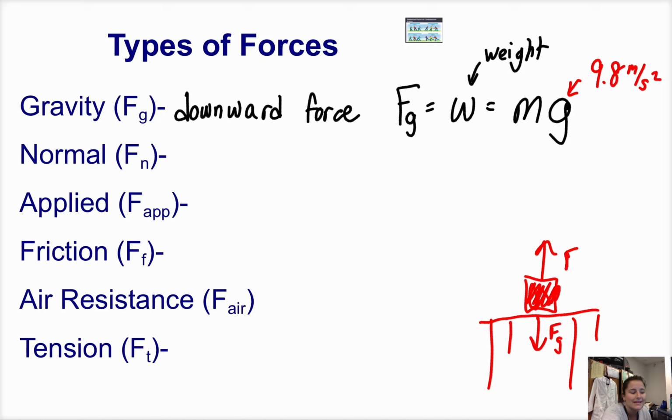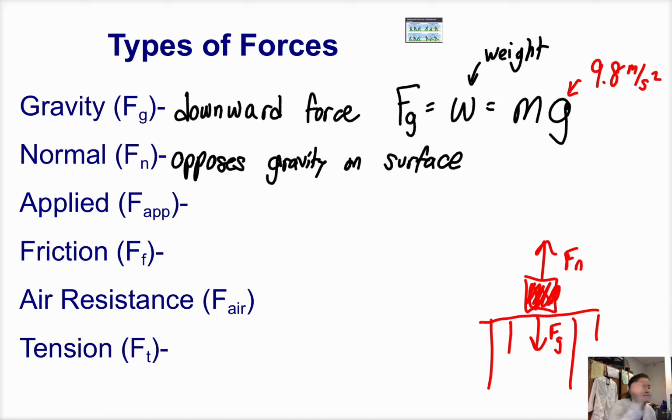It's normally there, so we call it the normal force. Anytime an object is on a surface, the normal force is counteracting the force of gravity and making it just sit there and not randomly go floating up or go crashing down. And I typically use F with a little n on it for normal.